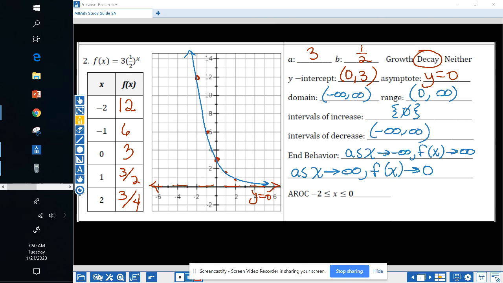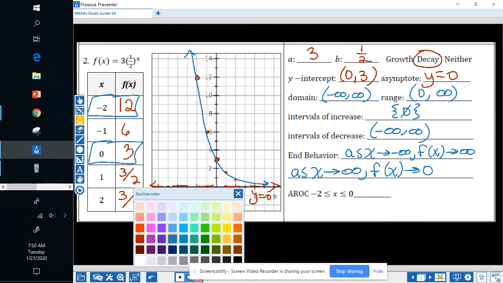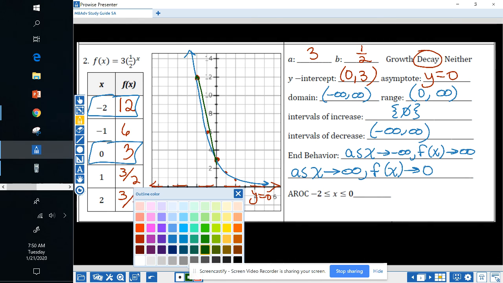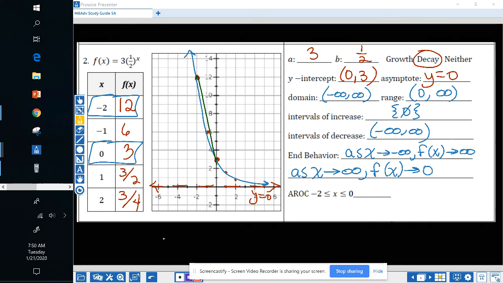Our AROC, we have those two ordered pairs in our table. We could also do it from a graph if we wanted to. So let's try that. So at -2, we have 12, and at 0, we have 3. Draw the secant line. And our rise over run, we're going to go down 1, 2, 3, 4, 5, 6, 7, 8, 9. And we're going to go over 1, 2 to the right. So -9 over 2.